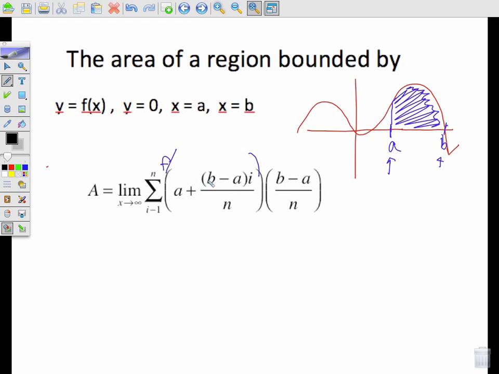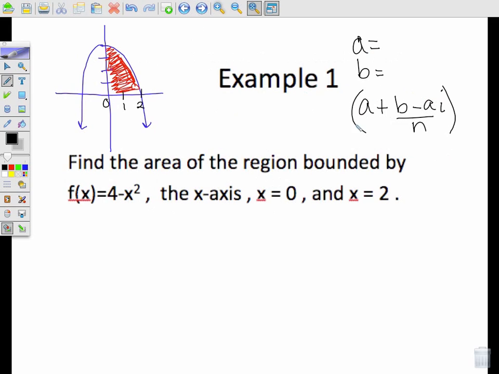In order to follow the formula, I need to know what b minus a over n is. My a value here is the beginning of the interval. My a value is 0. My b value is 2. So I'm going to substitute in here and get the result of this so that I can write out my formula.